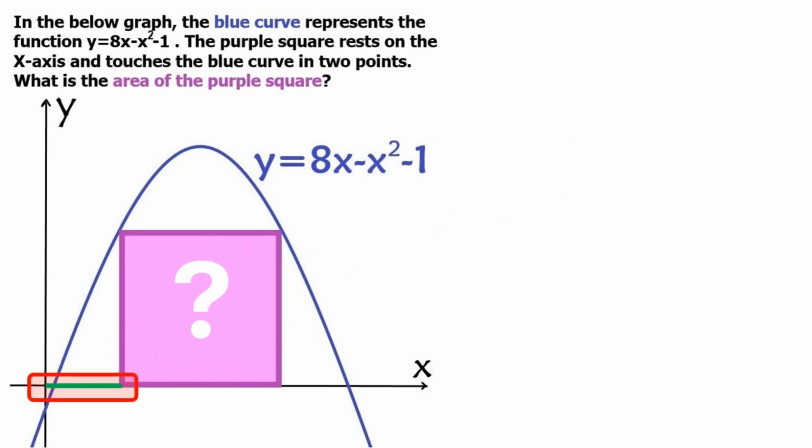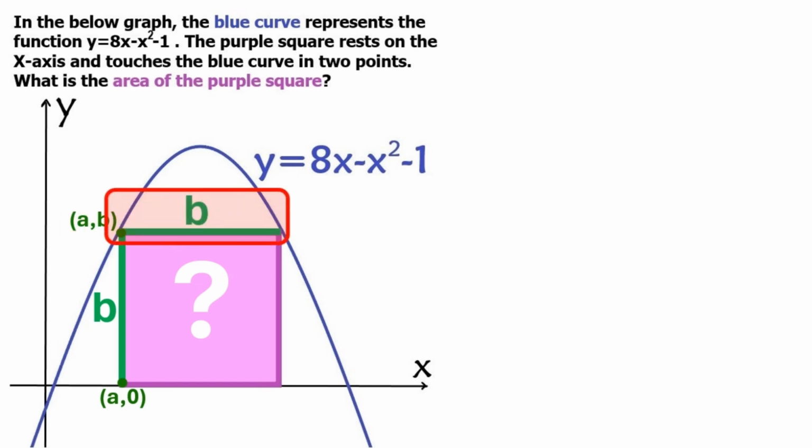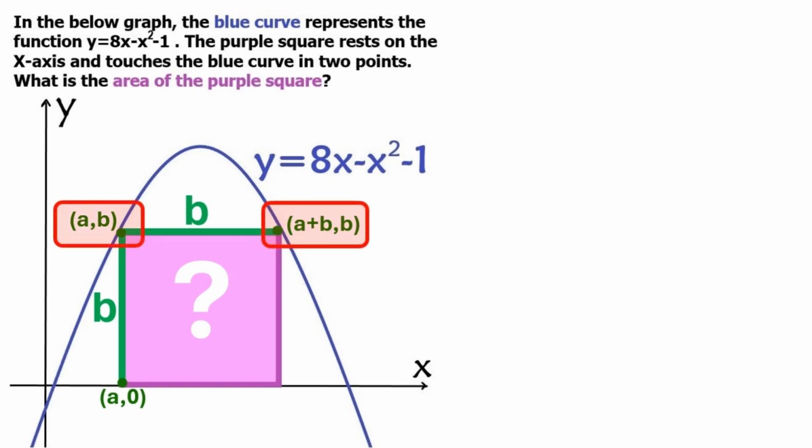Let's call the distance between the origin and the square's lower corner a. Then the coordinates of the lower corner will be (a, 0). Next, let's call the side length of the square b. Then the coordinates of this corner up here will be (a, b). And of course, this distance is also b, which means the coordinates of this corner must be (a plus b, b). Now, the good news is we've got two very cool points on the blue curve, and we can use them to create two very cool equations by plugging their coordinates into this function.